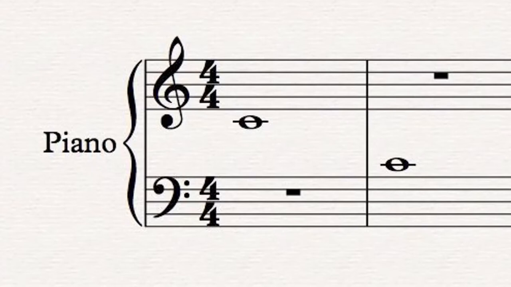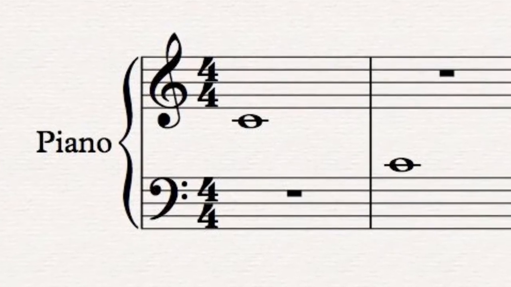In notation, the piano is written using two staves. The top stave normally has a treble clef, and the bottom stave normally has a bass clef, and these are joined together with a bracket. The bracket indicates that both of these staves are to be played by the same instrument. Now normally, the top stave is the right hand and the bottom stave is the left hand.